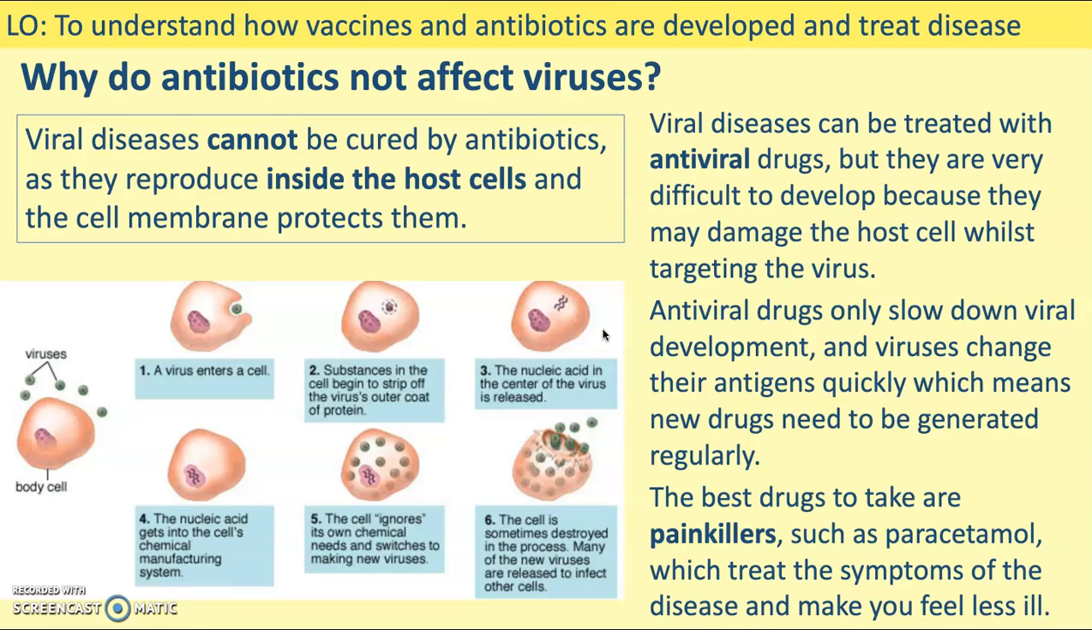Viral diseases can be treated with antiviral drugs, but they're difficult to develop because they can damage the host cell while they target the virus. Antiviral drugs usually only slow down viral development, and viruses change their antigens really quickly, and this means that new drugs need to be generated regularly. The best drugs to take are painkillers like paracetamol. These will treat the symptoms of the disease and make you feel less ill.